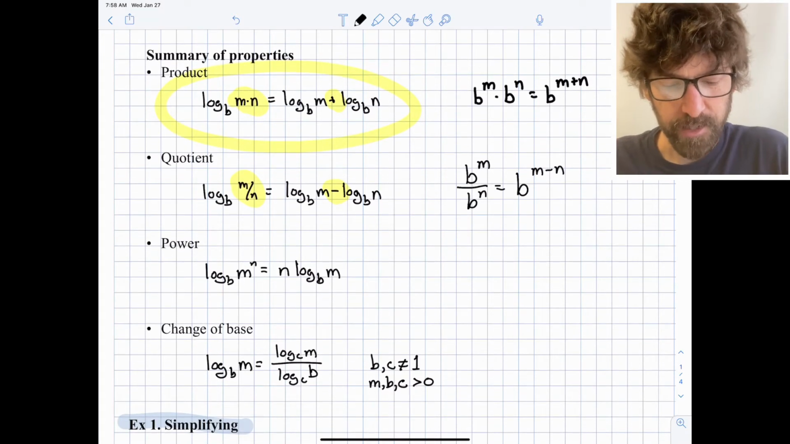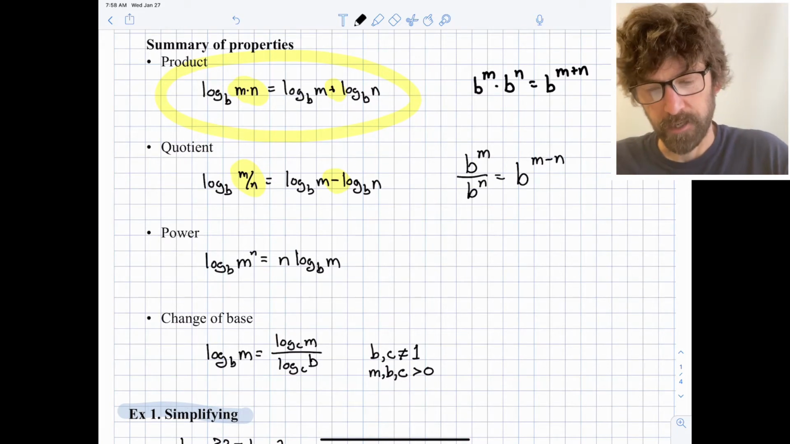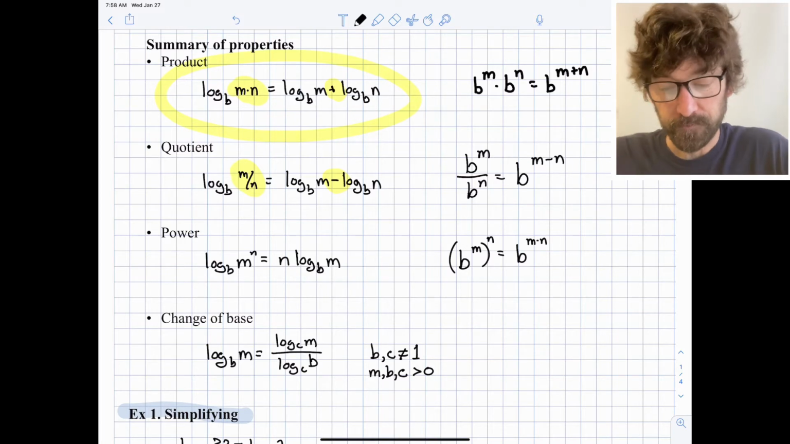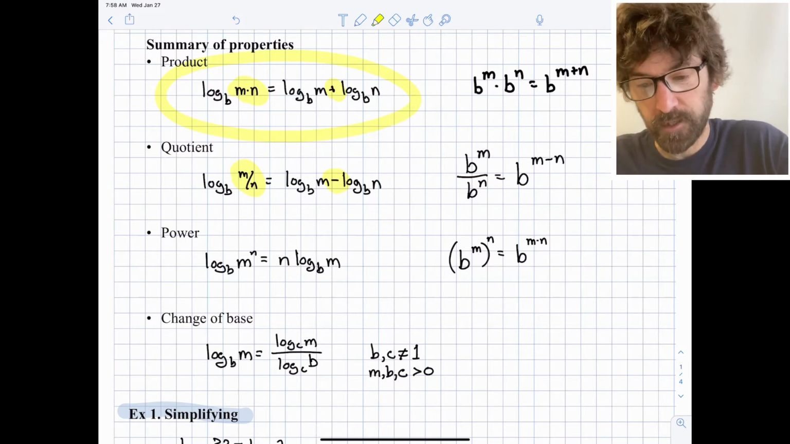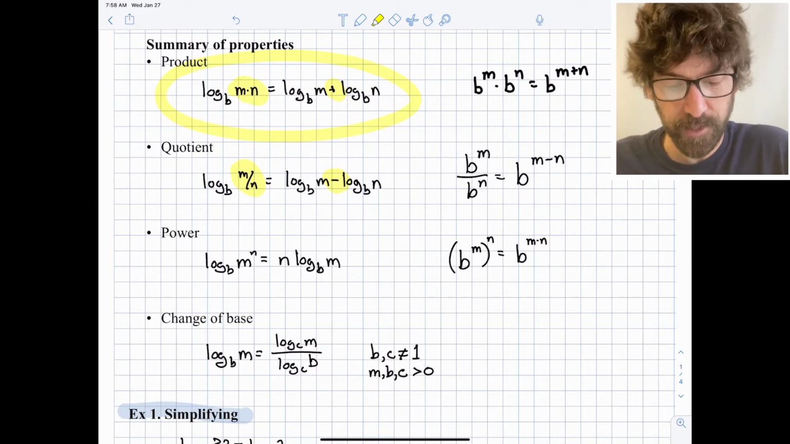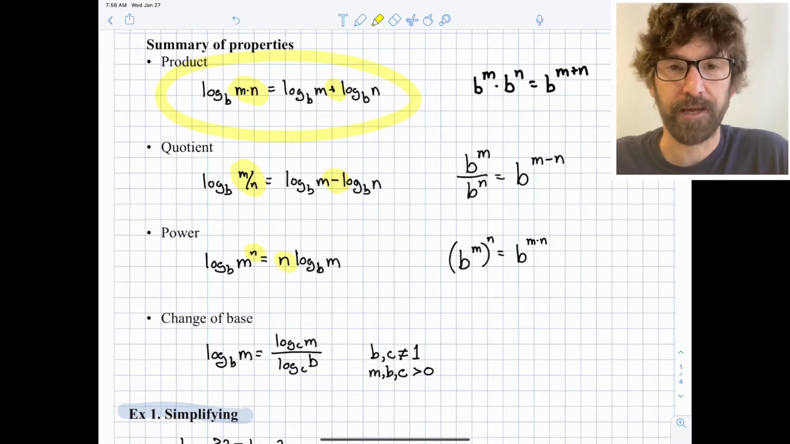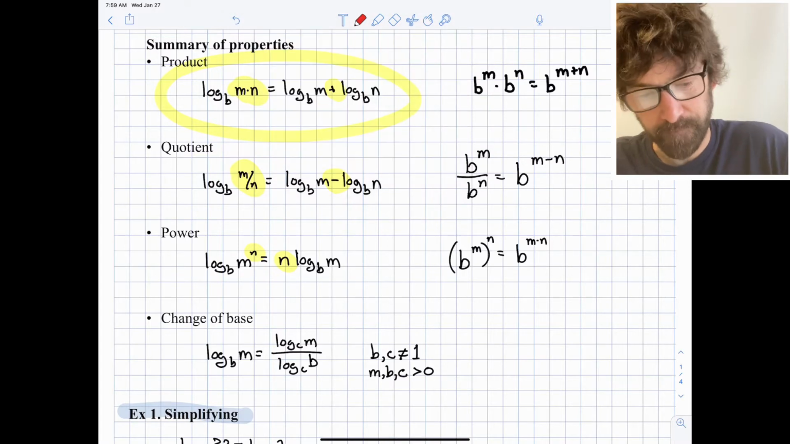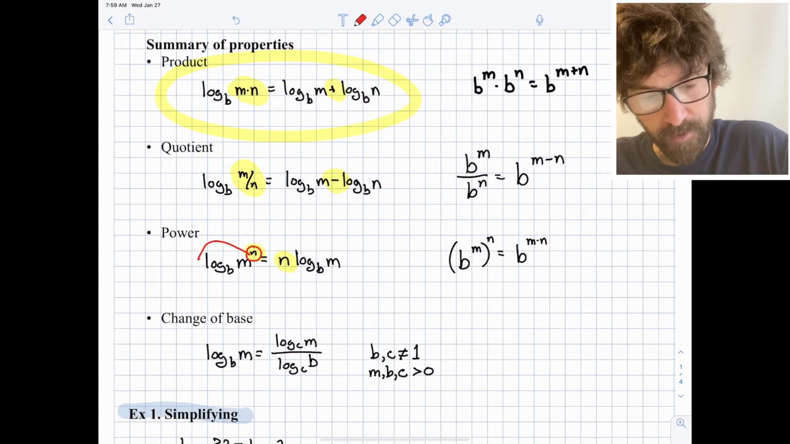The power property is similar. And it's similar to this property here. If we have b to a power raised to another power, we're allowed to multiply those powers. So similarly with logarithms, if we have a log of a base raised to a power, and here in this case the power is n, we can multiply that n out front. And I like to think of this as really bringing the n down out front, and it becomes a multiplication.